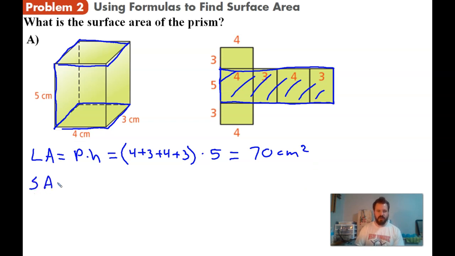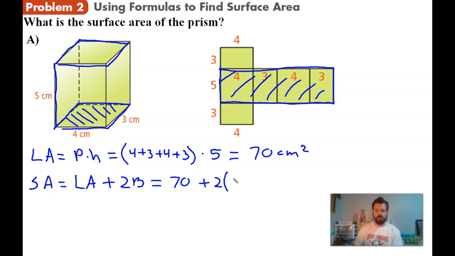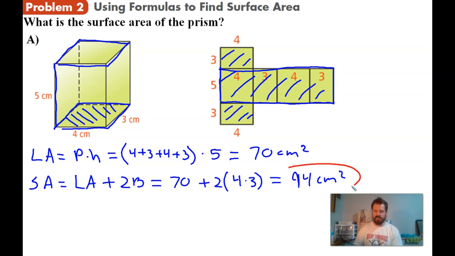Then the surface area, we said, is equal to the lateral area plus 2B. In other words, the lateral area we just found, 70, plus 2 times, and we need the 2 because there are two bases, the area of the base, which would be just 4 times 3. And again, what that's going to do is knock off these bases, these other rectangles we have. So 70 plus 24 gives us 94 centimeters squared. I think that's the same thing we got a few minutes ago. Hopefully that's the same thing we got a few minutes ago.